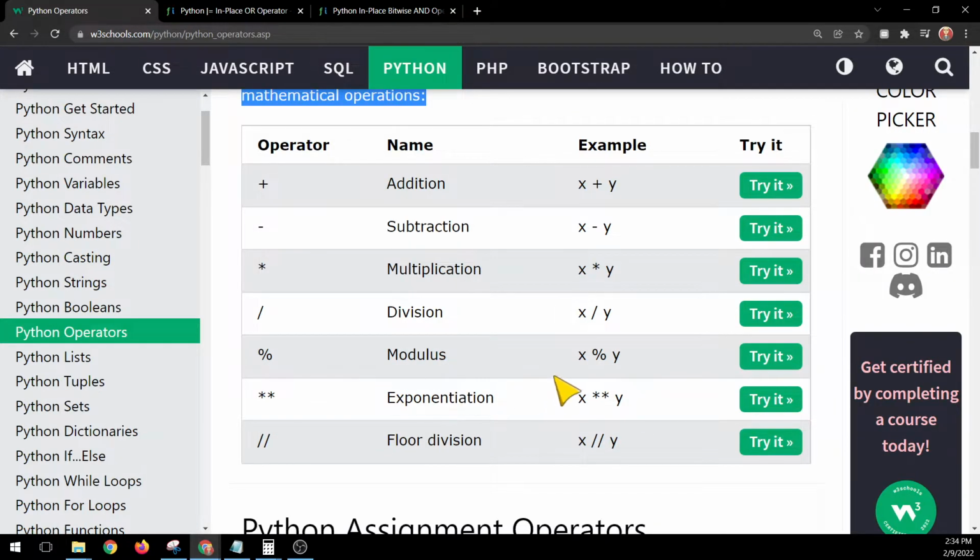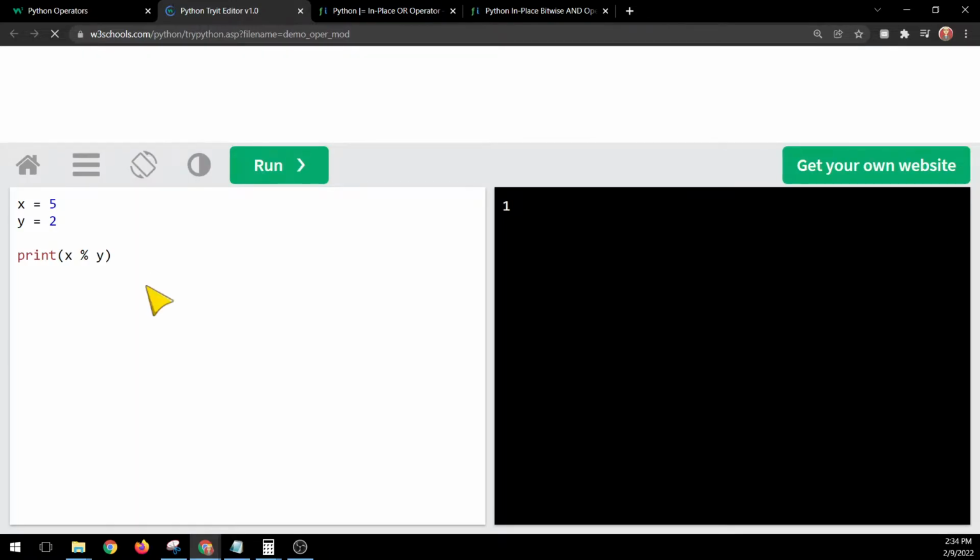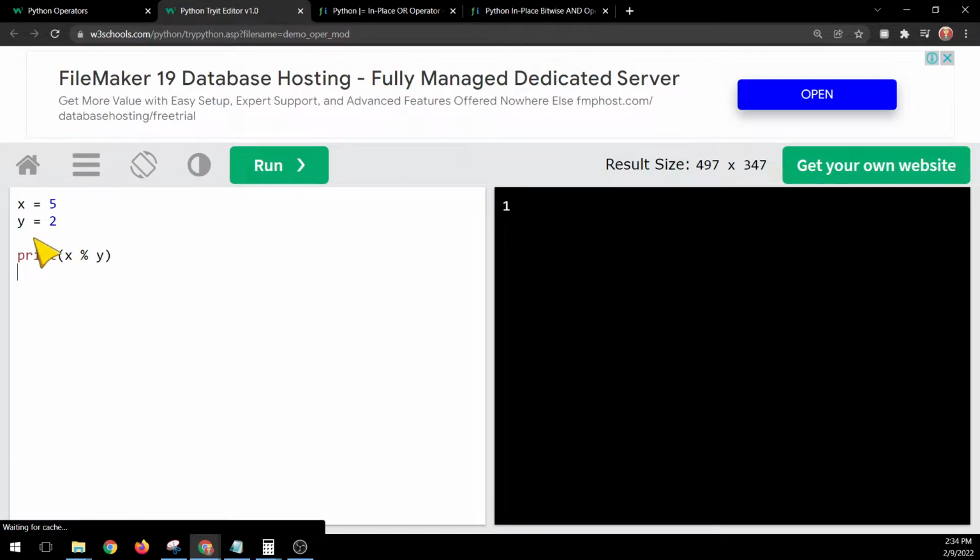Modulus, exponentiation, and floor division. Let's try this modulus. The modulus operator gives you the remainder after a division. So here, for example, 5 divided by 2. If you divide 5 by 2, you can fit the value 2 twice into 5, and then you end up with 1 remainder. So that's why x modulus y, or 5 modulus 2, is 1.